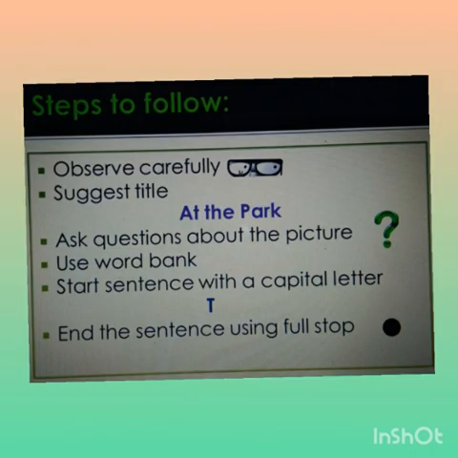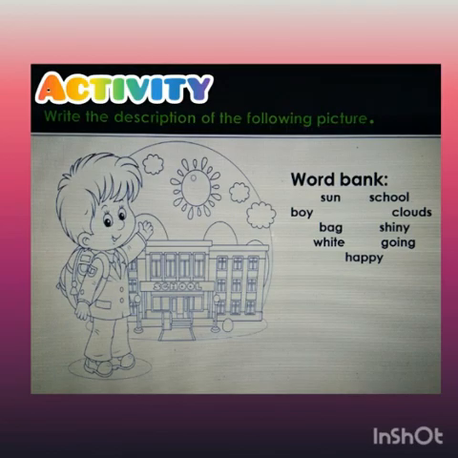So, the steps to follow: first of all, observe carefully, suggest a title, ask questions about the picture, use the word bank, start the sentence with a capital letter, end the sentence using a full stop. Now, here is an activity for you guys. I have given you a word bank and the picture, and you have to solve it and post it to me.